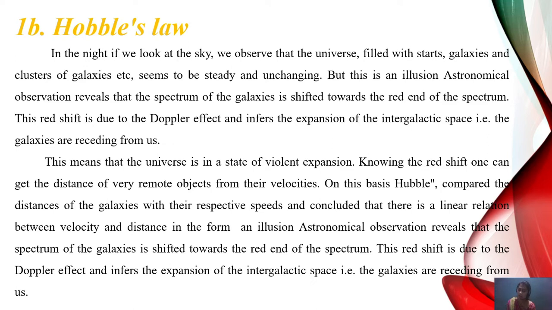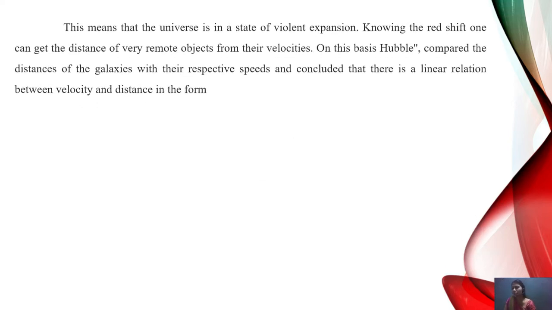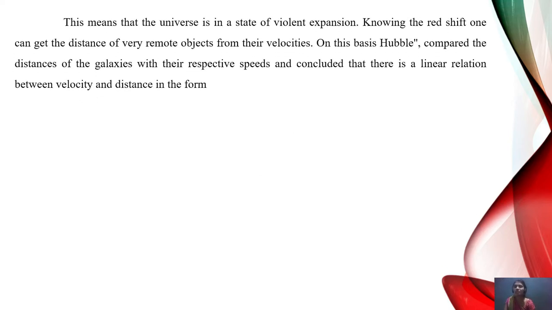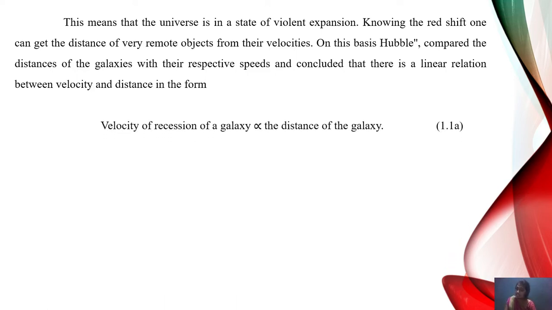Hubble's astronomical observation reveals that the spectrum of the galaxies is shifted towards the red end of the spectrum. This redshift is due to the Doppler effect and the expansion of space. This means that the universe is in a state of violent expansion. Hubble gave the relation between velocity and distance in this form: the velocity of recession of a galaxy is directly proportional to the distance of the galaxy.